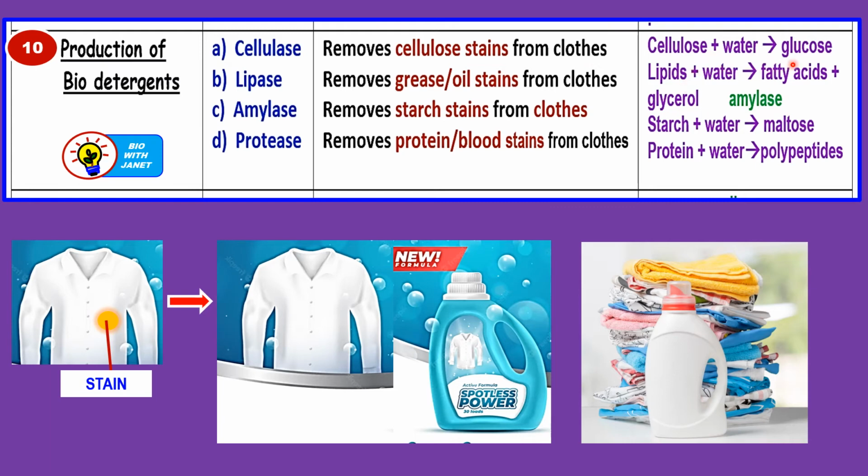So the stain can be easily washed out from the clothes. Now, lipase digests grease or oil stains from clothes. So if we have any greasy stains on the clothes, or even grease from the cars and vehicles, maybe after repair some grease has stained the clothes, or even for housewives or people who eat oily food, they may have all these oil stains on the clothes. And the lipase can digest the oil, which is a lipid, to form fatty acids and glycerol.